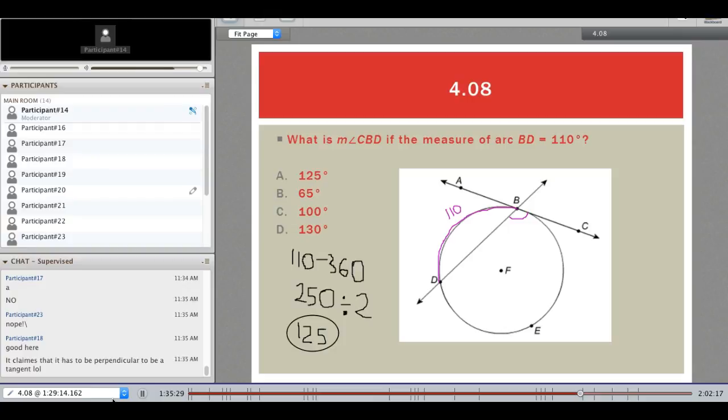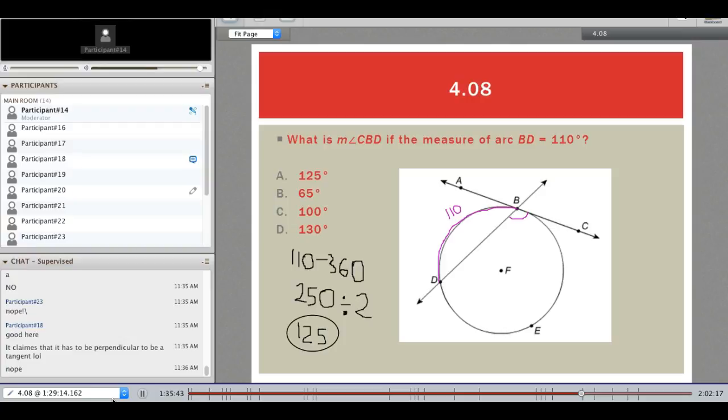Now, what does it say? It claims that it has to be perpendicular to be tangent. Oh, okay. And they don't add anything in there about radius or diameter, huh? Oh dear. Okay, well, yeah, I'll grab that, and that would actually be a good thing to point out.